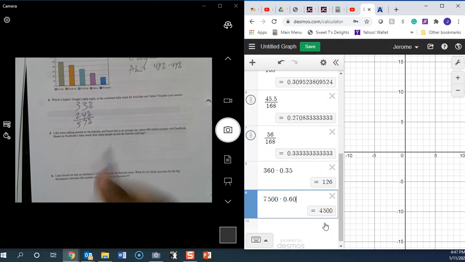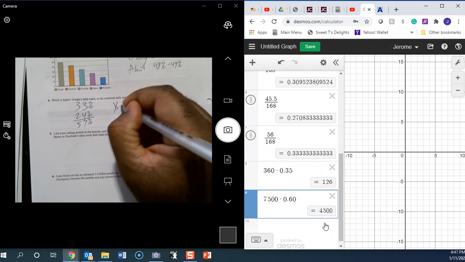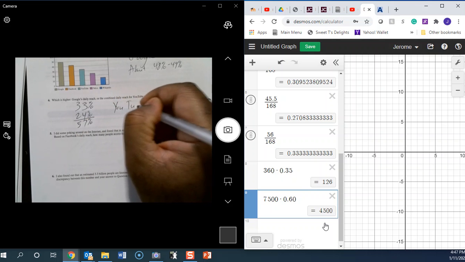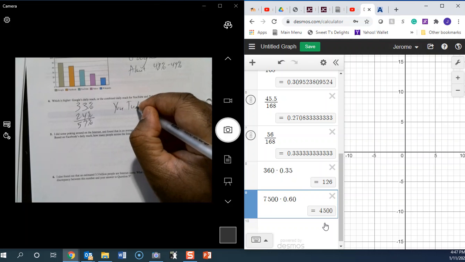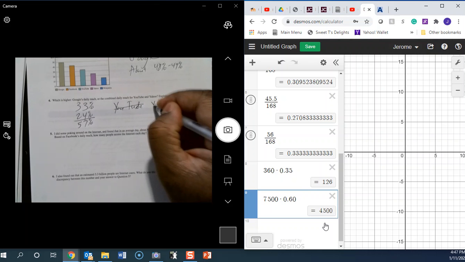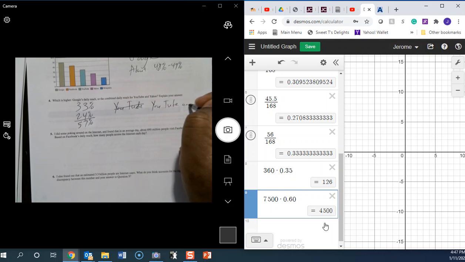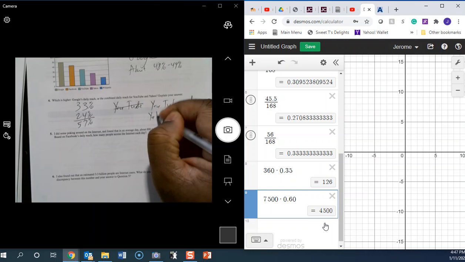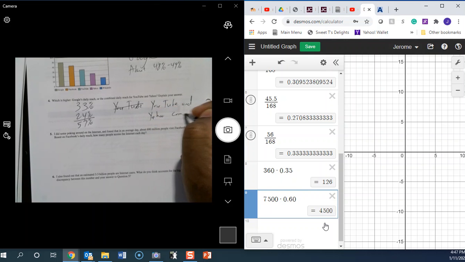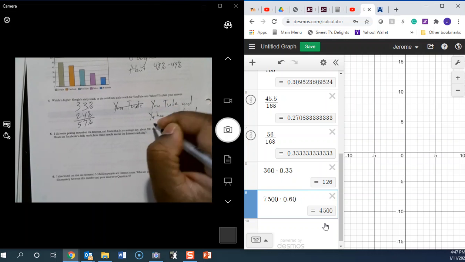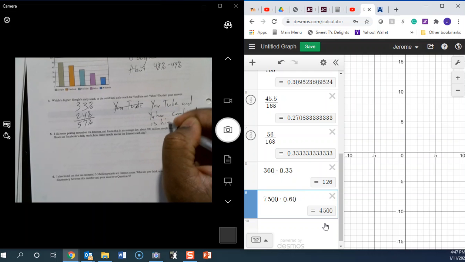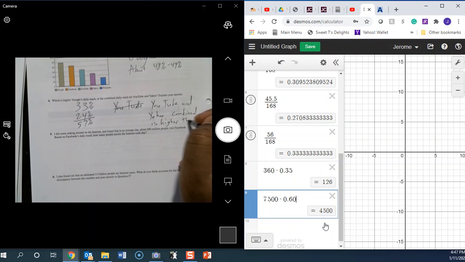That is higher. So YouTube and Yahoo combined is higher than Google.